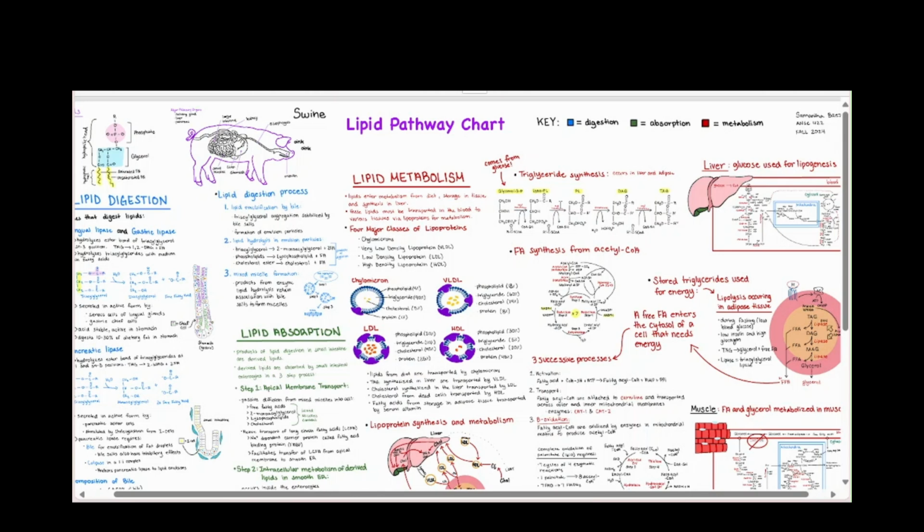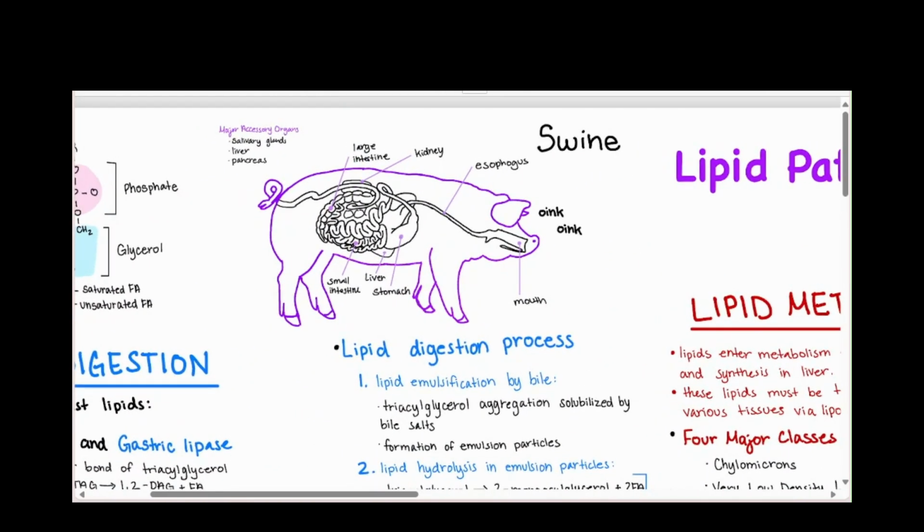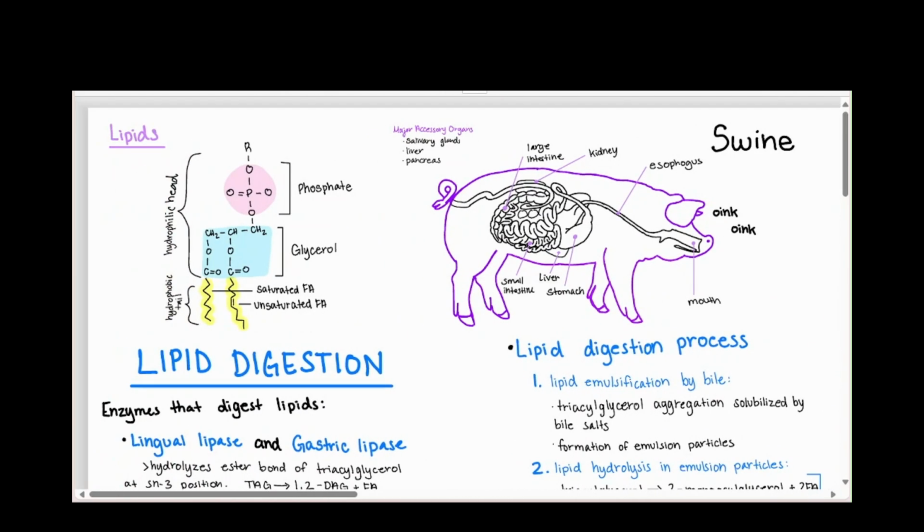Today we'll be focusing on lipid metabolism in pigs, which are non-ruminant animals. I've illustrated some relevant parts of their anatomy for reference, particularly the liver, which plays a crucial role in lipid metabolism. To begin with, let's cover the basics of lipid structure.